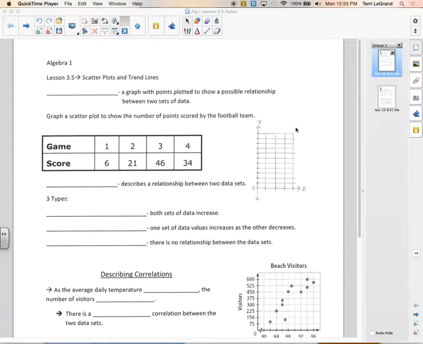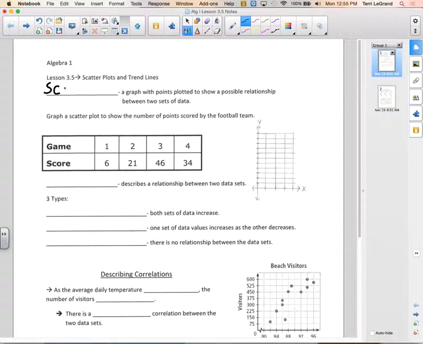What is a graph with points that are plotted to show a relationship between two data sets? Carly? Scatter plot. That's called a scatter plot. When you have a graph and it has points plotted showing the relationship between two sets of data, we have a scatter plot. One of the sets of data is represented by the x value. The other set of data is represented by the y value.